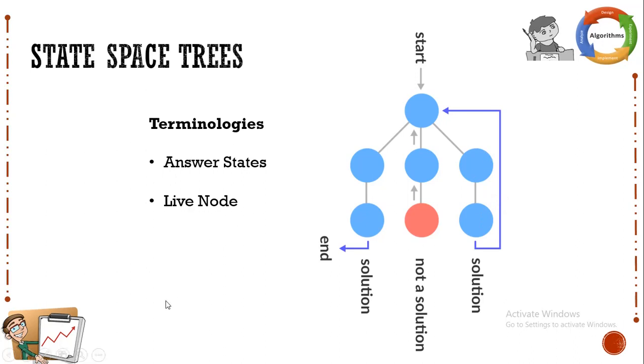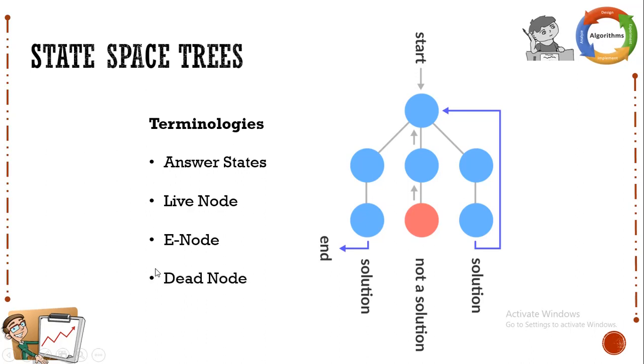The next terminology that we have is the E node. A node that is under consideration, in the process of being generated, is called an E node, right? In the same way, you can see here, if I am currently on this particular node and it is still under consideration whether I should go further or not, then that particular node is called the E node.